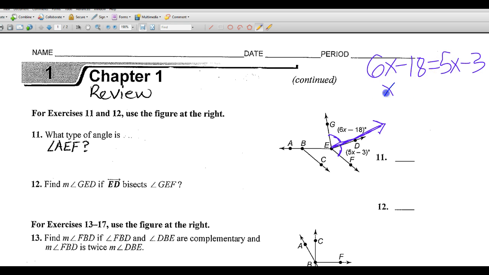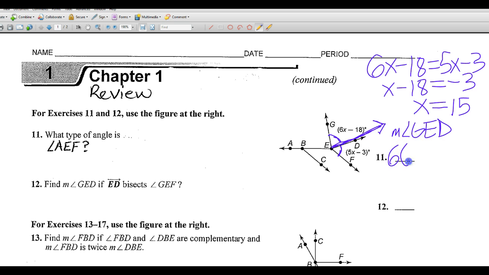So subtract 5x from both sides. Add 18 to both sides. And x is equal to 15. Take that back to the original problem. It says find the measure of GED. So GED is 6x minus 18. And 6 times 15 minus 18, we get 72 degrees.